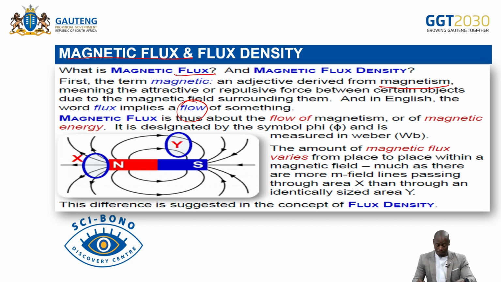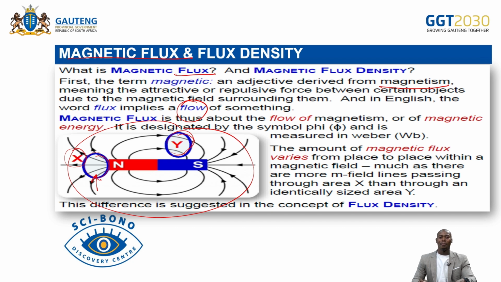Energy. Okay, so for example, when you look at this diagram, you can see the field lines that are close together when it comes to point X, and then when it comes to point Y, they are far apart. So it means that the magnetic field strength is stronger here, and here the magnetic field strength is what? It's weaker, right? So here, what are they saying? The amount of the magnetic flux varies from place to place within the magnetic field.